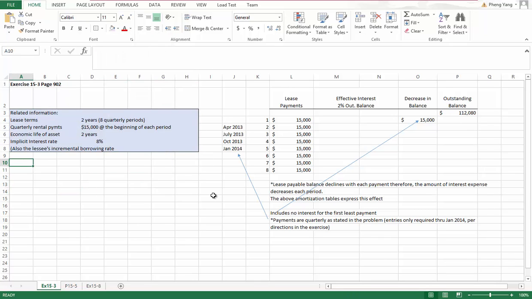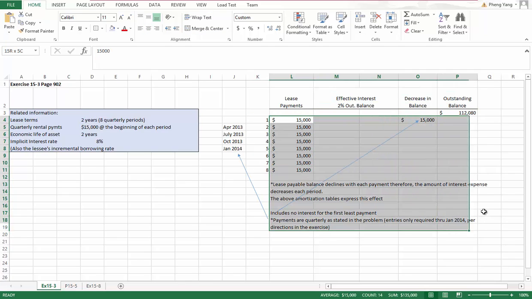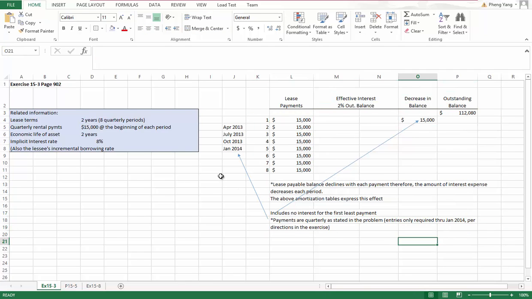In requirement 1, it's asking us to prepare a lease amortization schedule and appropriate entries for Manufacturers Southern for the inception of the lease through January 1st, 2014. I already started my lease table here. I didn't want you to have to watch me write it all out, so I did it ahead of time. We also have to record the depreciation at the end of each year on the straight-line basis.